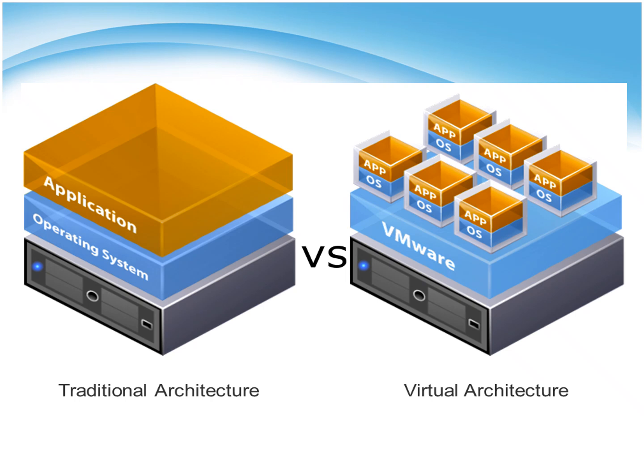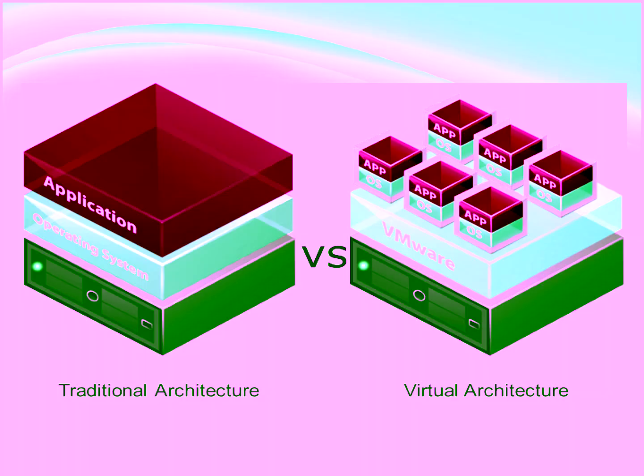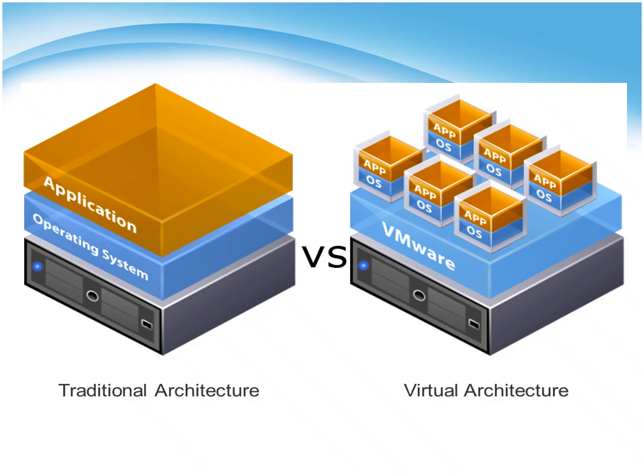So this is the traditional architecture, and this is the virtual architecture, where on the same physical resources there are multiple operating systems working, and they work through VMware, which emulates the entire resources for each of them. Whenever they are in use, they feel the entire physical resource belongs to them.